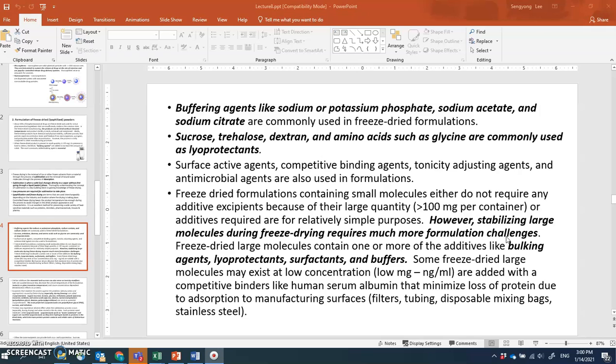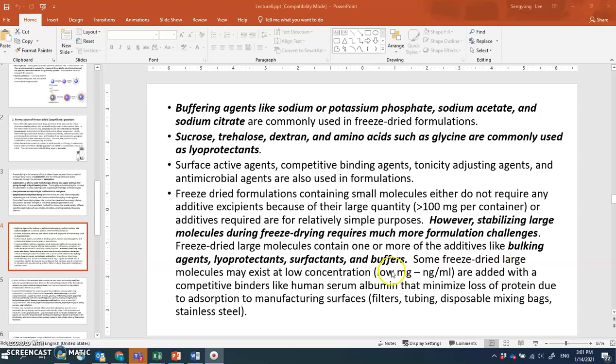Okay, so under those conditions, you need to add one or more additives like bulking agents, lyoprotectants, surfactants, or buffers. The reason is biological molecules are much more susceptible to degradation during harsh freeze-drying conditions. Not only that, some of those large molecules exist at very low concentration, between very low milligram concentration to nanogram per mL concentration. So under those conditions, you don't want to lose them during your freeze drying.